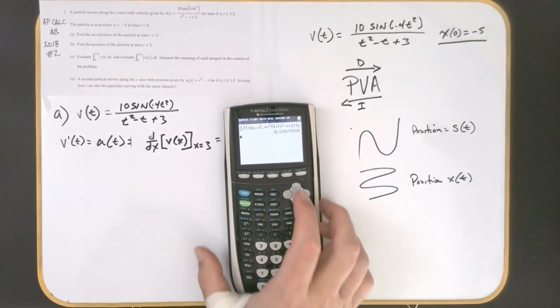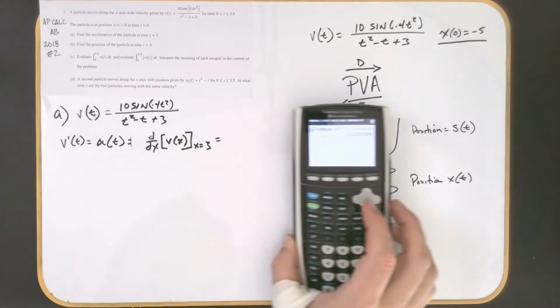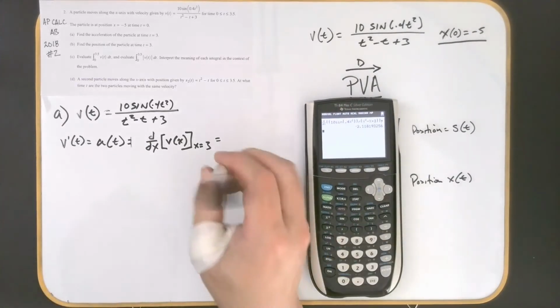And we should be getting negative 2.118. And that's what we get.